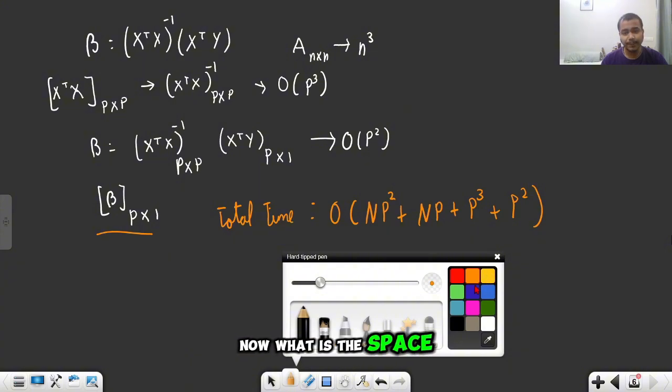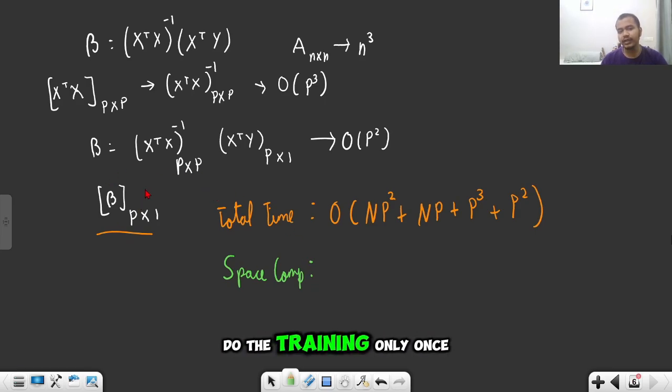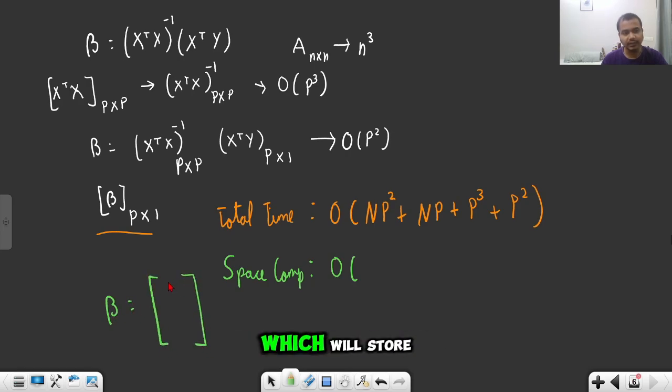Now, what is the space complexity? Well, first we need to do the training only once. And once we do the training, we will get all the required beta values. So can we say that we need just the space of this matrix beta? Yes, because this matrix beta is just a single vector which will store p data points and it is only one column. So we can say O of p.